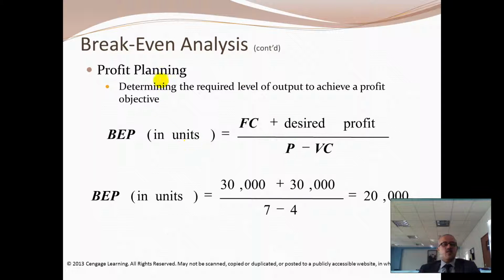And you can see the equation if you have a profit planning. If you desire $30,000 profit in addition to the $30,000 cost, how many do you need to produce and sell in order to break even? Then we will add the 30 plus 30. Here we will get 60,000 divided by 7 minus 4. We will get 20,000. So if I sell 20,000, I will be able to cover the $30,000 fixed cost, plus I will be able to get $30,000 of profits.